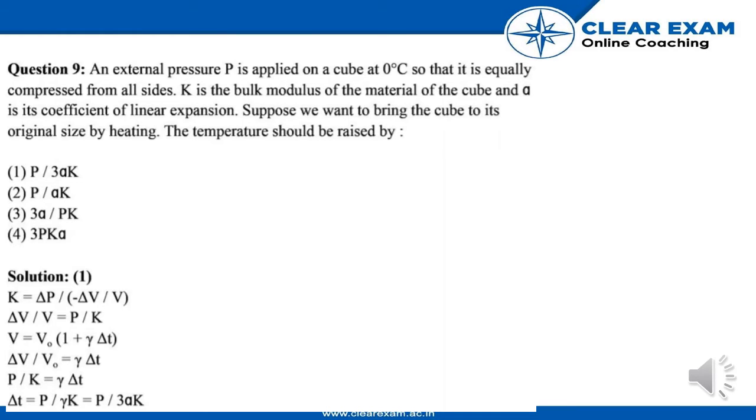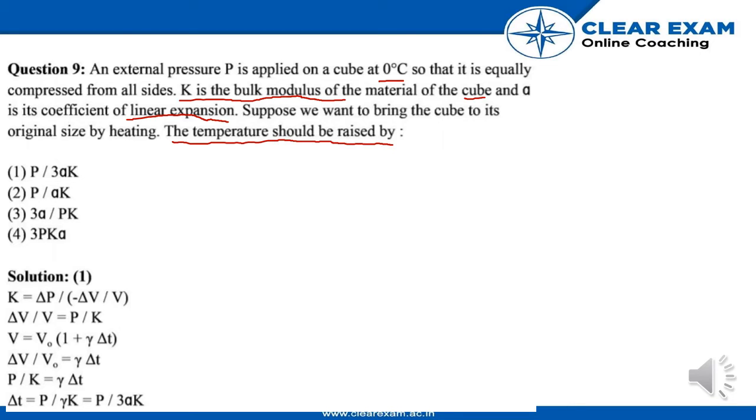The question is, an external pressure P is applied on a cube which is at 0 degrees Celsius, so it is equally compressed from all sides. K is the bulk modulus of the material of the cube, and alpha is its coefficient of linear expansion. Now, suppose we want to bring the cube to its original size by heating. By what temperature should it be raised?